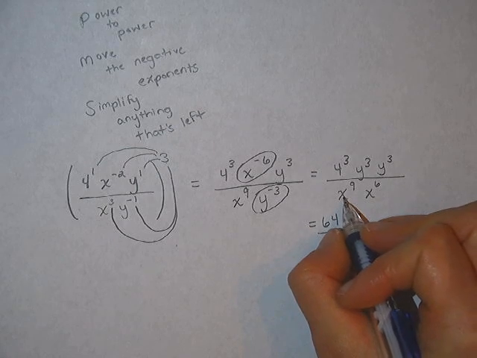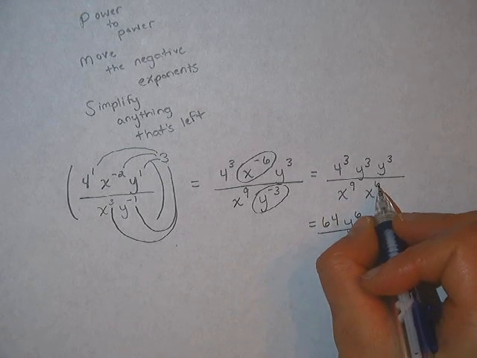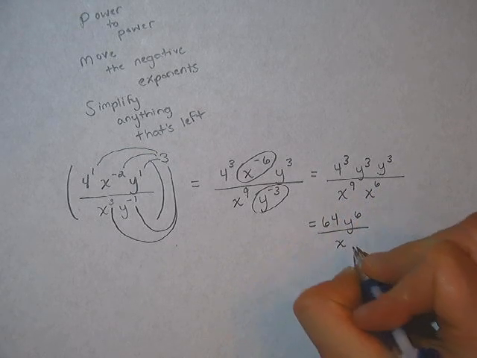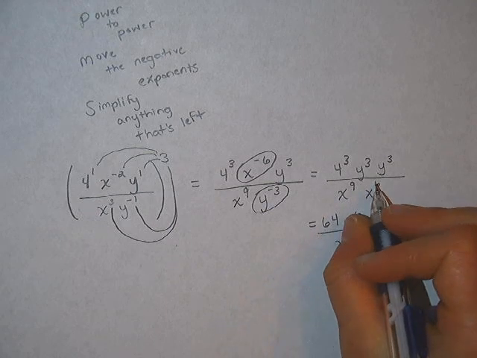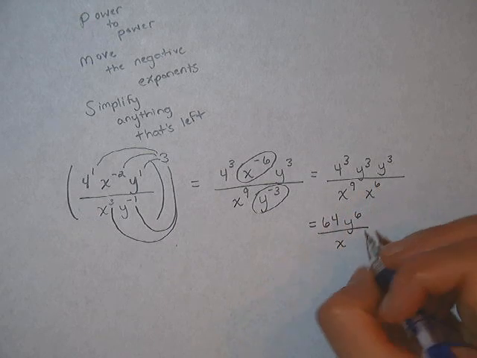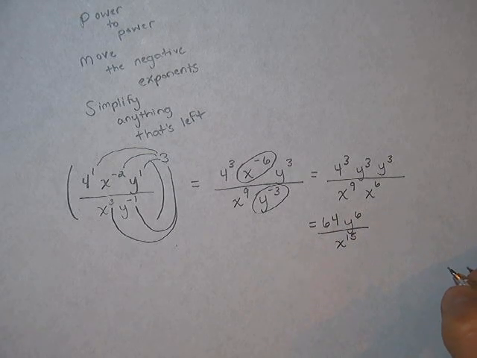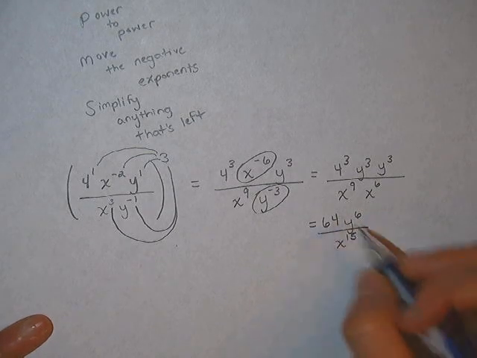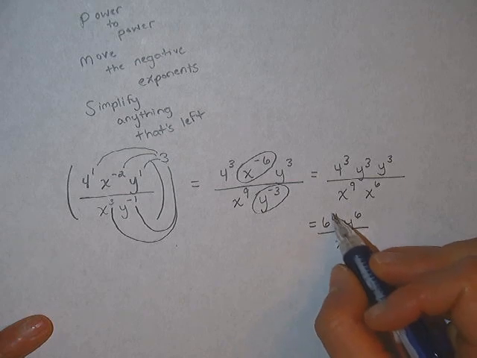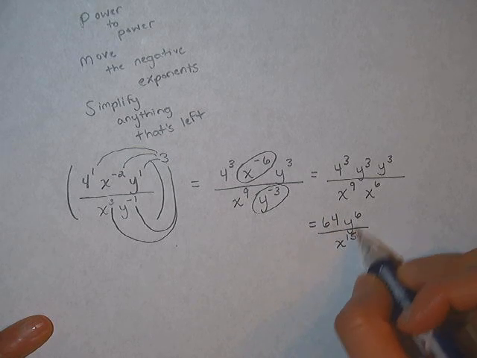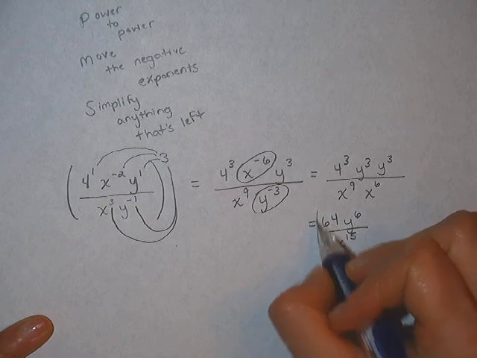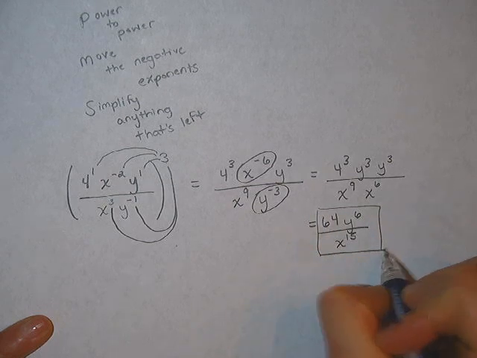And then on the bottom, you've got x to the 9th times x to the 6th. So again, when you multiply like bases, you add the exponents. So 9 plus 6 would be x to the 15th power. And then you look, is there anything left over to simplify? Well, we've simplified our numbers. There's no more like bases. And so this would be our final answer.